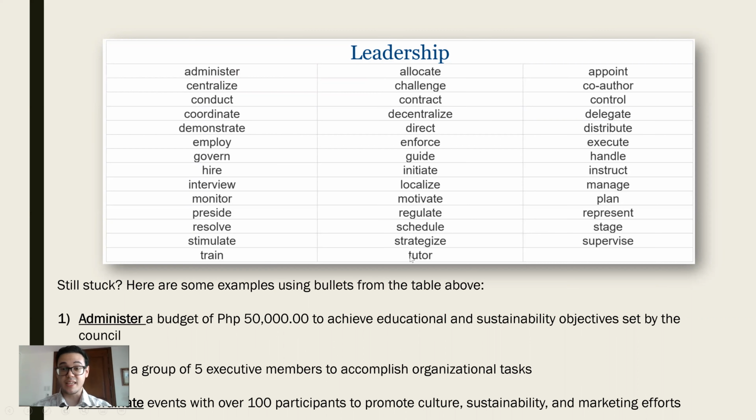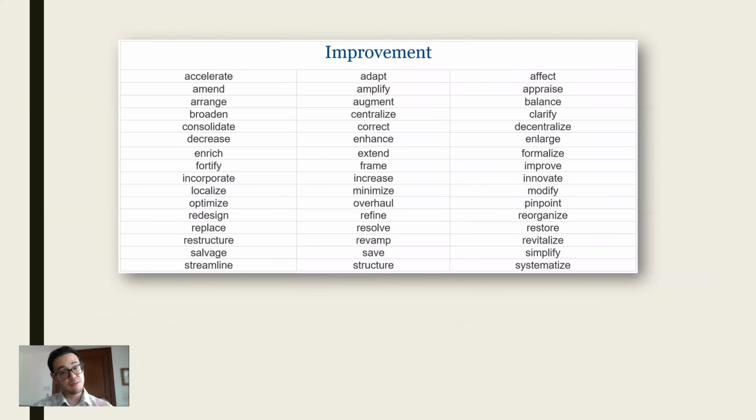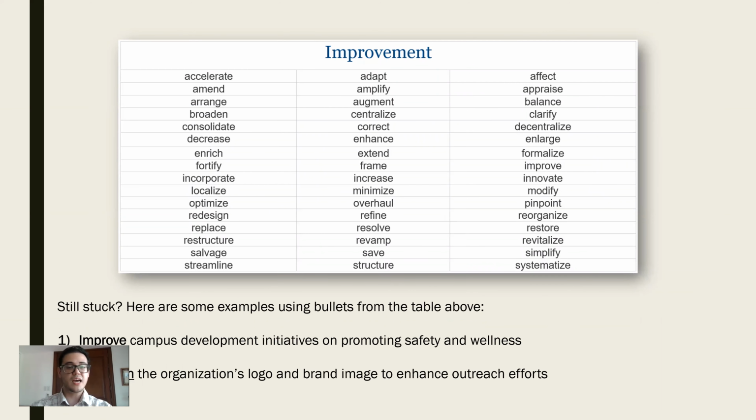And conveniently, a list of all the relevant, most dynamic words is listed right in front of you to utilize at your expense. The same with improvement. Improve campus development initiatives to promote safety and wellness, right? Augment the financial statements to make them more transparent to stakeholders. Extend our program's outreach beyond members of the school community to the greater community of Cabanatuan City.